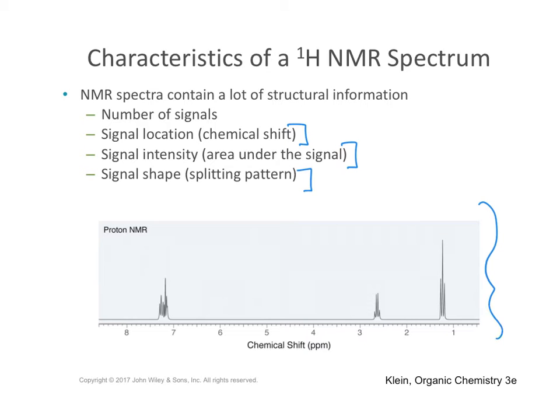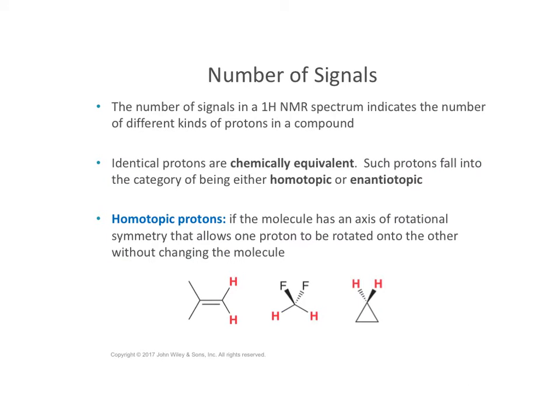Shown here is an example of a proton NMR. So on the x-axis, we have the chemical shift, which is recorded in parts per million. And then these would be your signals here. The number of signals indicates the number of different kinds of protons. And figuring out how many signals a compound will have requires you to look for symmetry in a molecule.